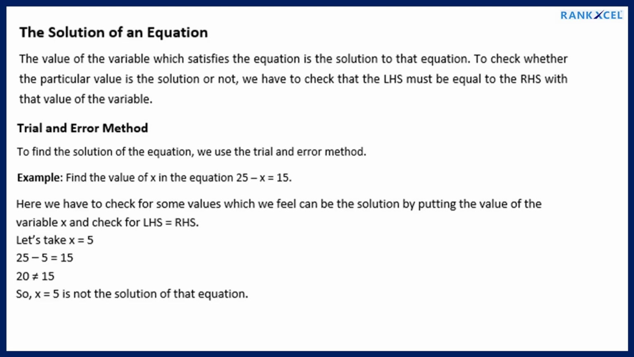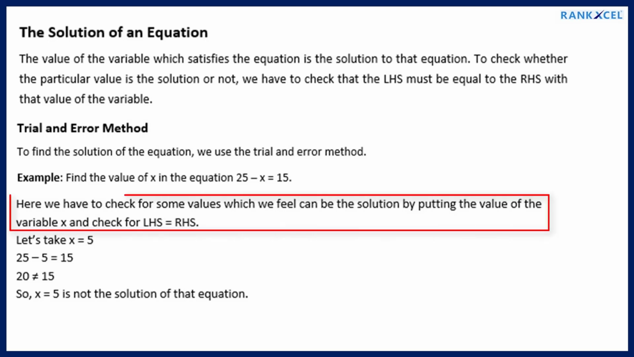Trial and error method. To find the solution of an equation, we use the trial and error method. Example. Find the value of x in the equation 25 minus x equals 15. Solution. Here we have to check for some values which we feel can be the solution by putting the value of the variable x and checking for LHS equals RHS.